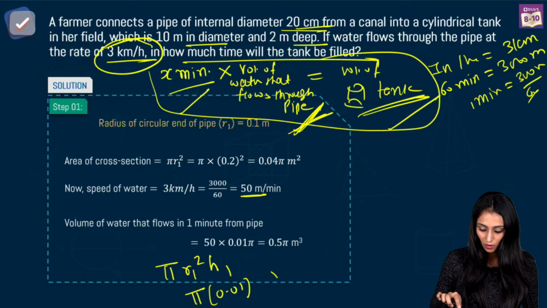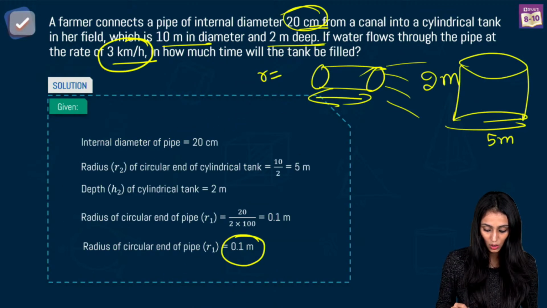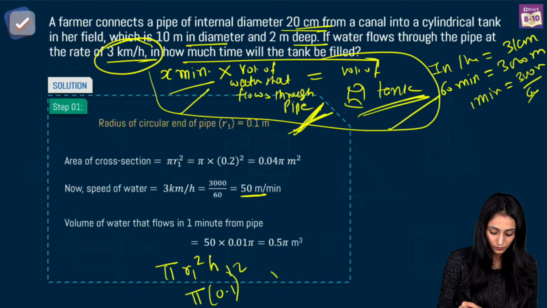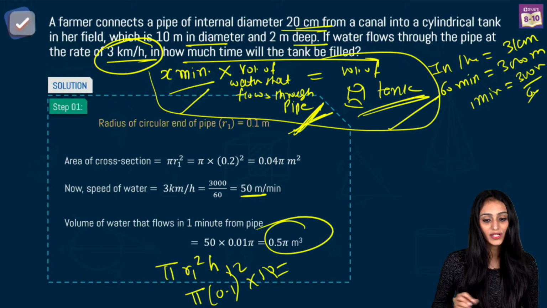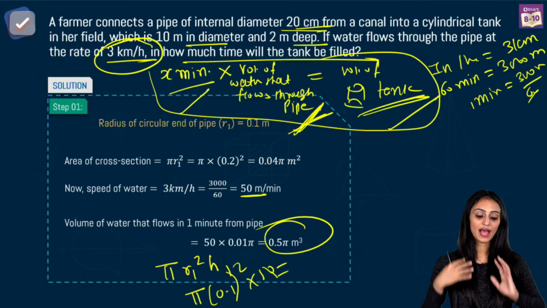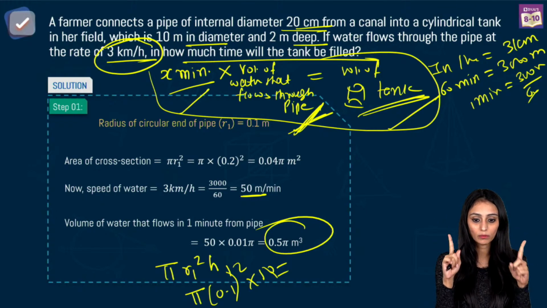Or is it 0.1 something? Let's check. It's 0.1, right? So radius is 0.1 square into 50. You get what? You get 0.5 pi meter cube. So we have the volume of water which flows through that pipe in 1 minute.